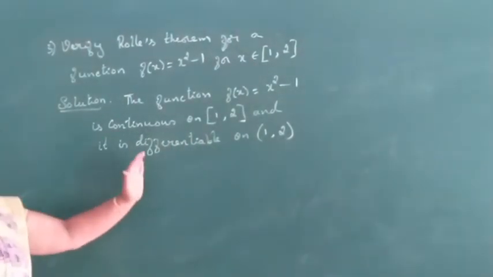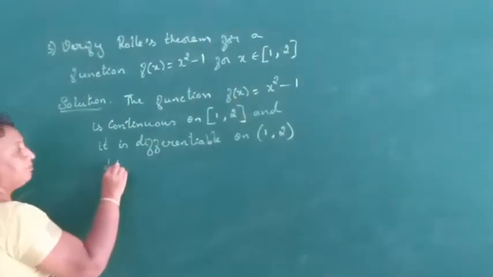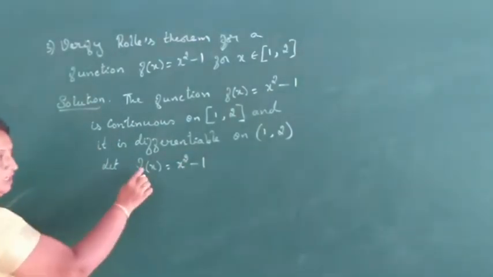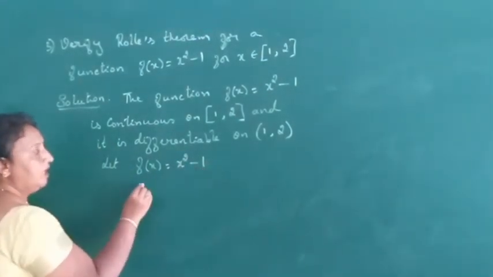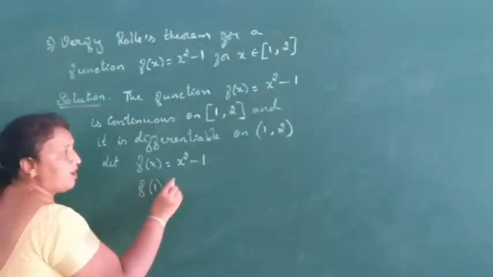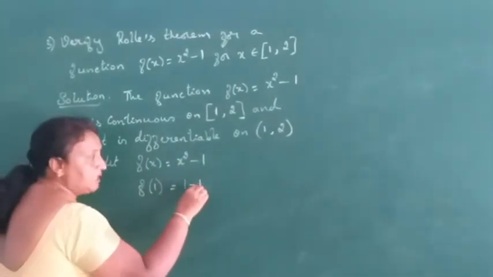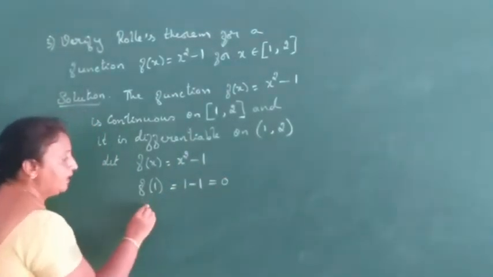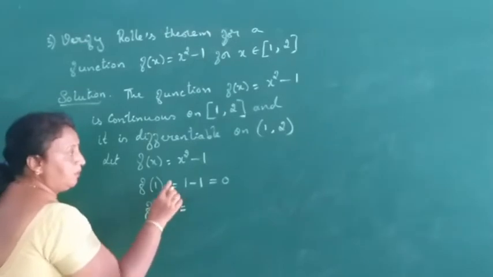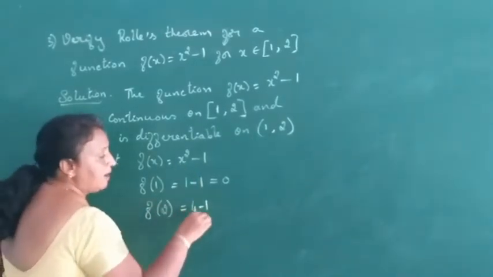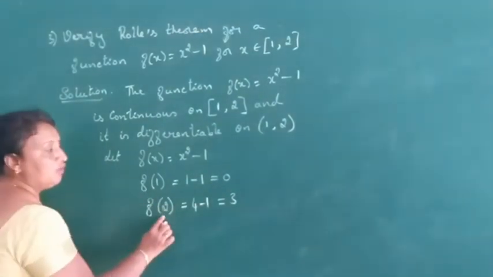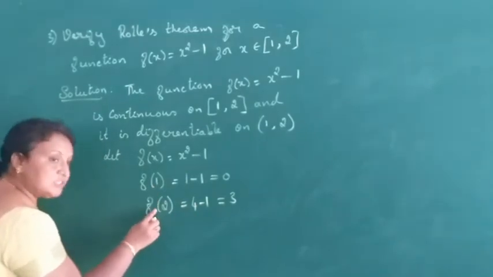Now we have to check whether f of a equals f of b. F of x equals x squared minus 1. Here f of a is f of 1: put x equals 1, 1 squared is 1, minus 1 is 0. Then f of b, where b is 2: put x equals 2, 2 squared is 4, minus 1 is 3. So f of 1 equals 0 and f of 2 equals 3.